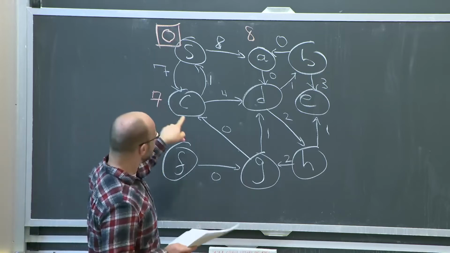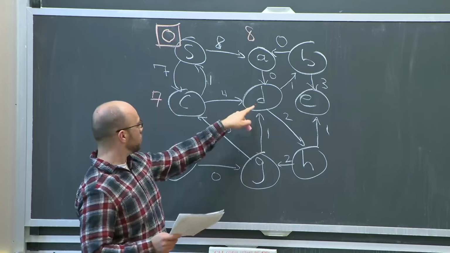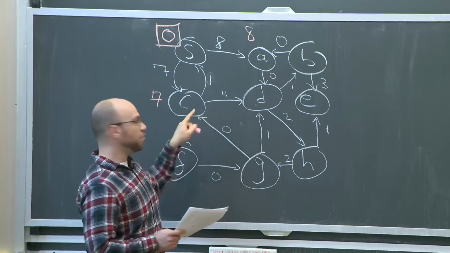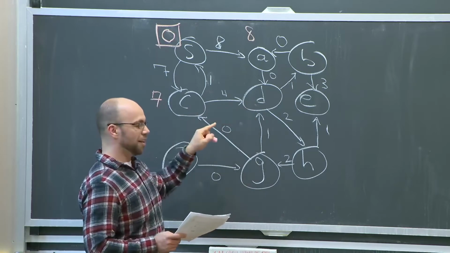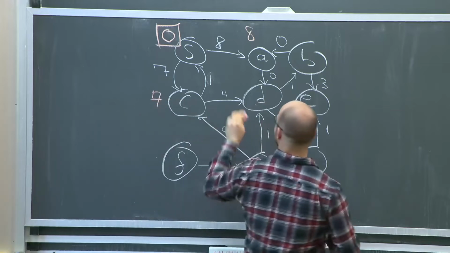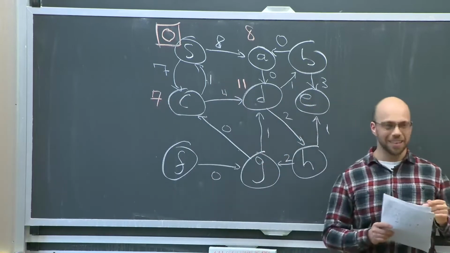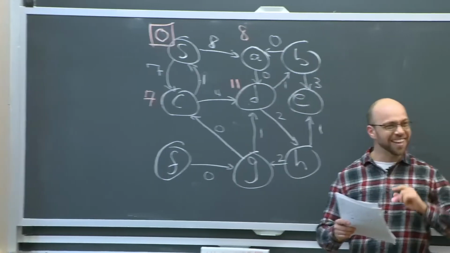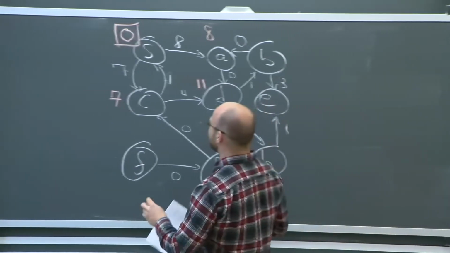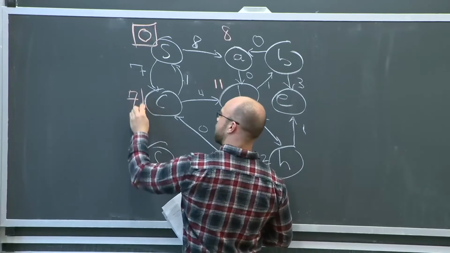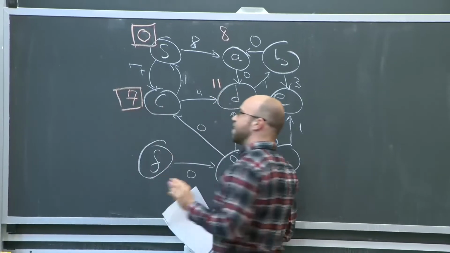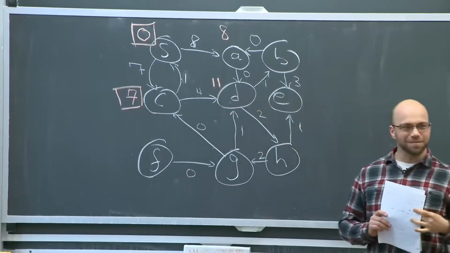Okay, but there's another edge coming out of C, which is pointing toward D, that has length 4. 7 plus 4 is, wait for it, 11. And that's less than infinity, so I update D's distance to 11. And I don't think I've managed to make a mistake yet. Okay, so now we've looked at all the edges out of C. And C is frozen. And we move on.